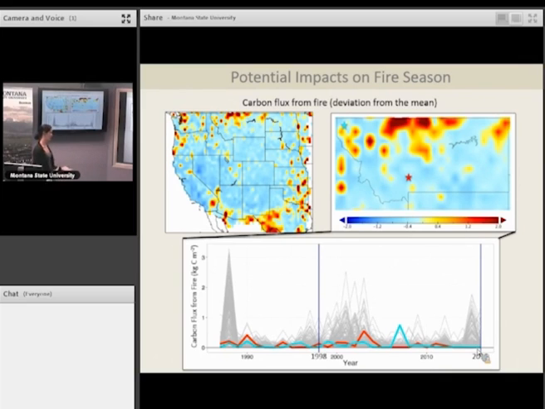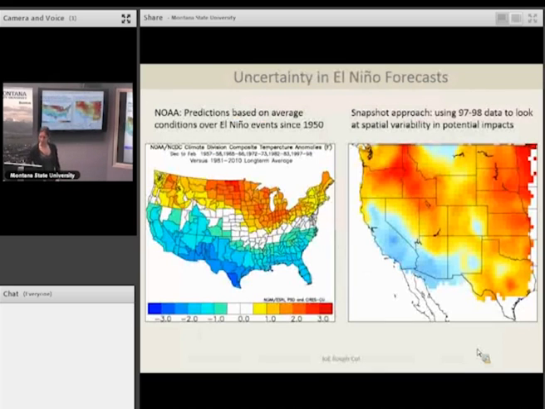But to end with a little bit about uncertainty, none of these are to be considered exact predictions. There are a couple of different ways to do forecasts for El Niño. NOAA takes an approach where they're averaging over every El Niño year since 1950 to get some idea of the probability of having above average temperature. Whereas what I've done is what I would consider a snapshot approach, just taking this one El Niño event that we think is kind of similar to what we might expect this year to look at some of the potential impacts on vegetation, fire, snowpack, and also get at some of the spatial variability that gets, in a way, sort of averaged away with the NOAA forecast.